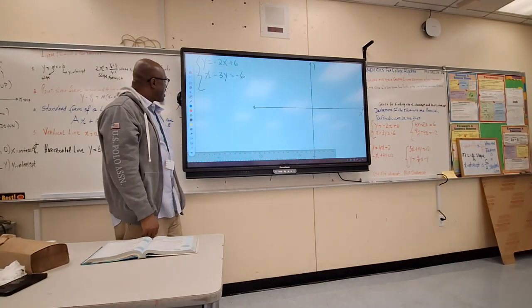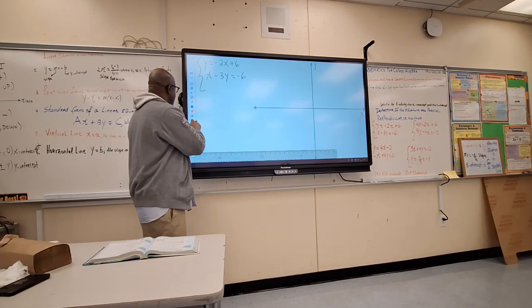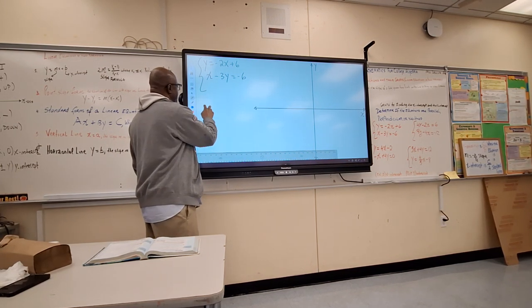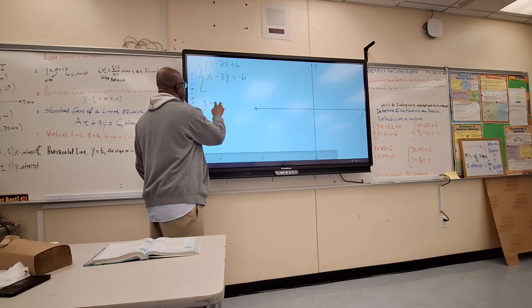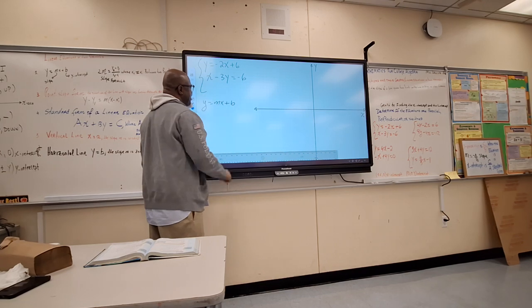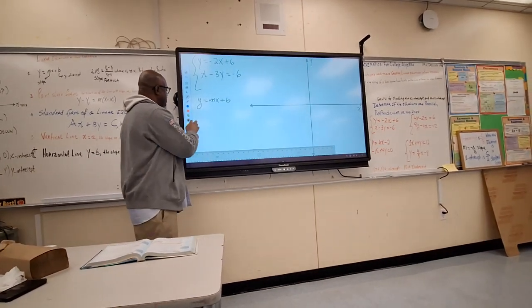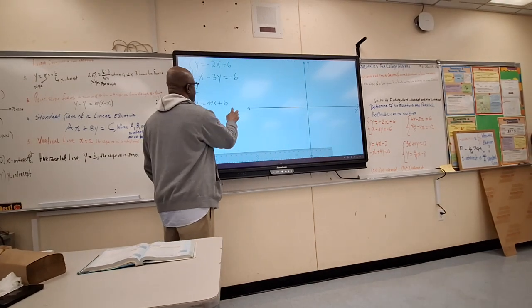Right? Look at my first equation. What form is that? Slope-intercept. y equals mx plus b. Based on that, they already give me one point. Can you name that point? What is it? 6. As an ordered pair? (0, 6). Good.